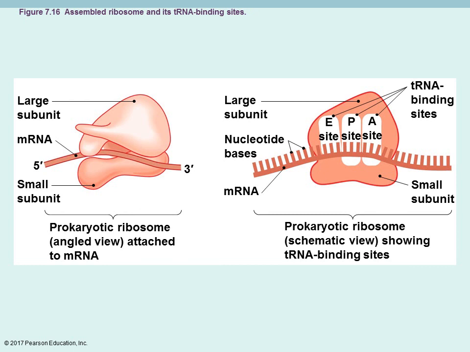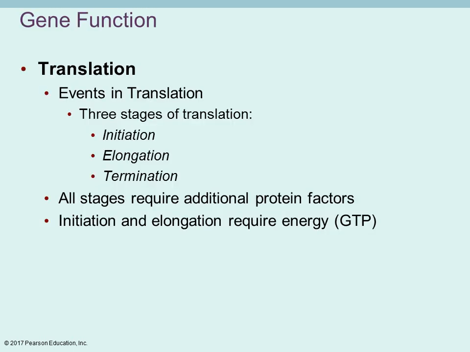What it's doing is you're making a protein, which is made up of a strand of amino acids. So you've got to bring these tRNAs that have amino acids attached to them close enough together to form the bonds between them. Once again, if we look at the stages of translation, there are three main stages: initiation, elongation, and termination.